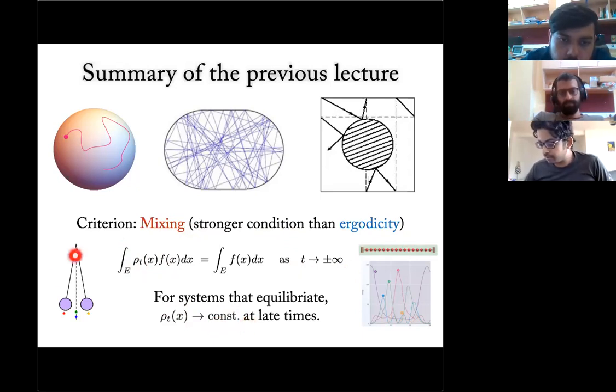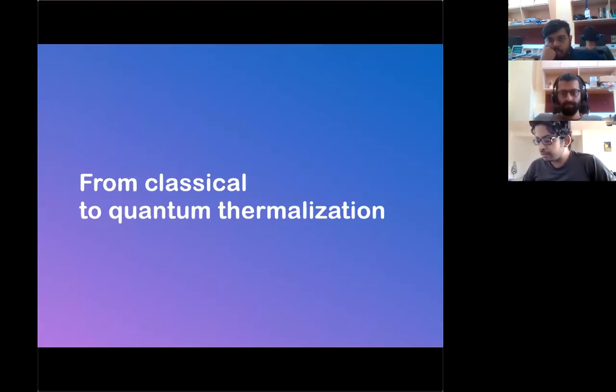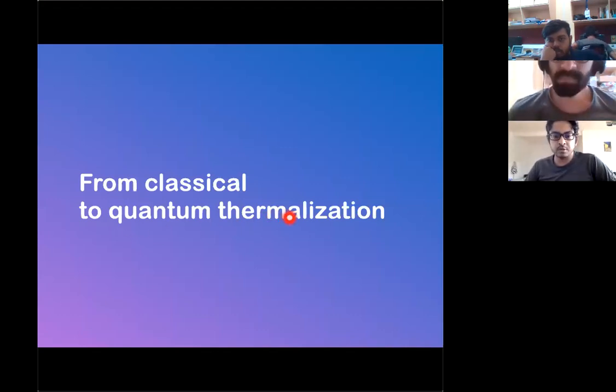And we saw that the harmonic oscillator is an example of a system that is ergodic but does not obey mixing. We also discussed a bit about the Fermi-Pasta-Ulam-Tsingou problem, in which even adding nonlinearity does not lead to ergodicity. And we saw these examples of the stadium potentials, which are chaotic or have mixing, and these are the ones which will have thermalization. So the next thing we are going to discuss is how these ideas generalize to quantum theory. So we go from classical to quantum thermalization.